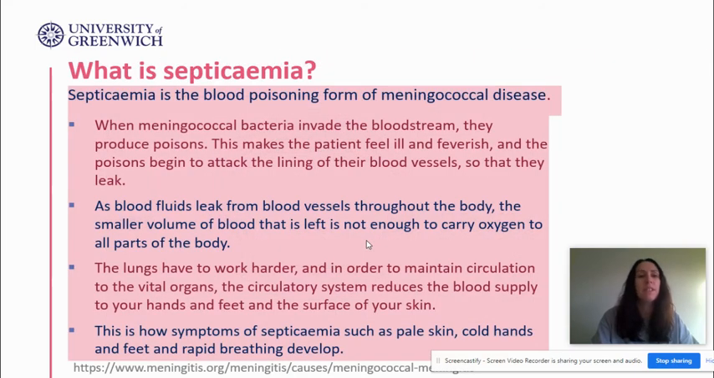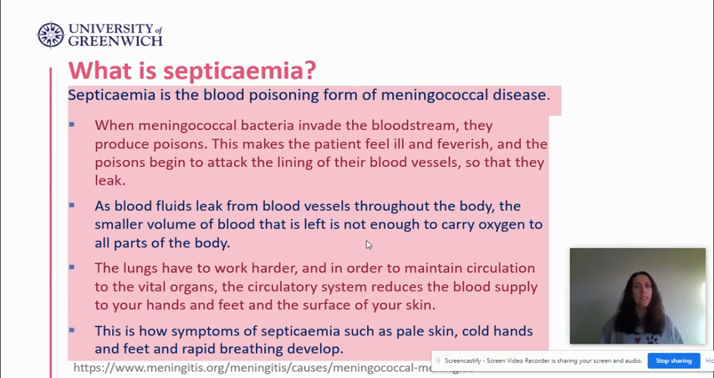Okay, so a little bit of information for you on septicemia. As I just said, it's the blood poisoning part of the meningitis disease. So you can read this yourself, but obviously when the bacteria invade the bloodstream, they produce poisons, and this attacks the lining of the vessels. As I said, there's not enough oxygen in all of the parts of the body, and your organs will have to work harder.